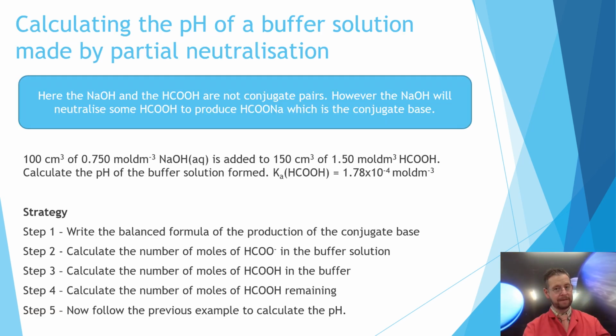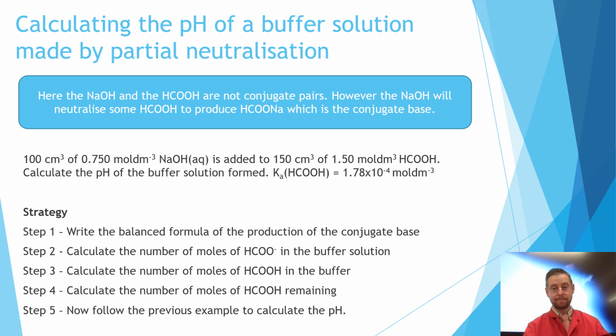Well, I hope you're ready for this, because here comes what I think is the hardest question relating to buffers. What we've got here is not a pre-made buffer, and we haven't even got a conjugate base. But what we're going to do is use some NaOH to neutralize some of the acid present to form the conjugate base in the first place. And what it wants is to calculate the pH. So let's read through the question first.